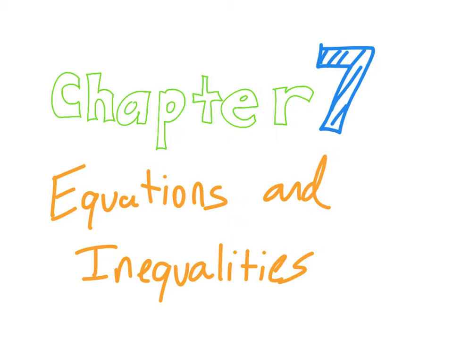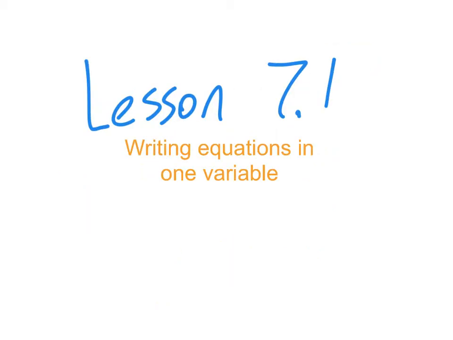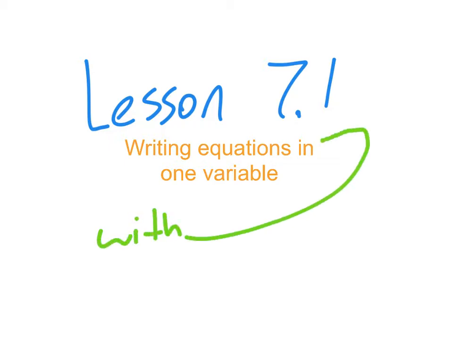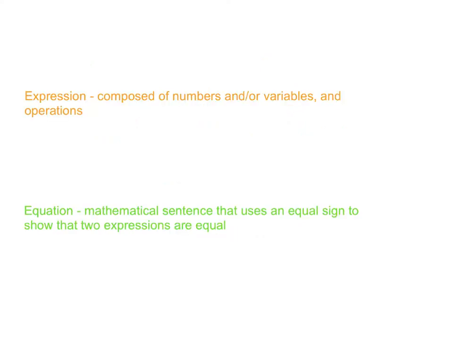So here we go. Today, specifically, we're in the first lesson, and we're going to be talking about writing equations in one variable. What does in one variable mean? It just simply means with one variable. So you could put with one variable there if you like. So we have to have a couple definitions nailed down.